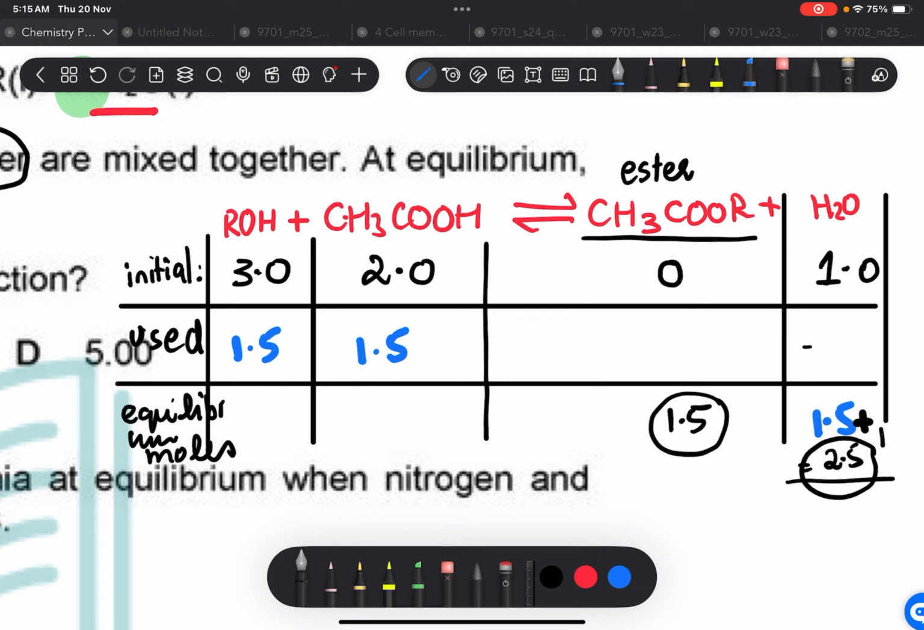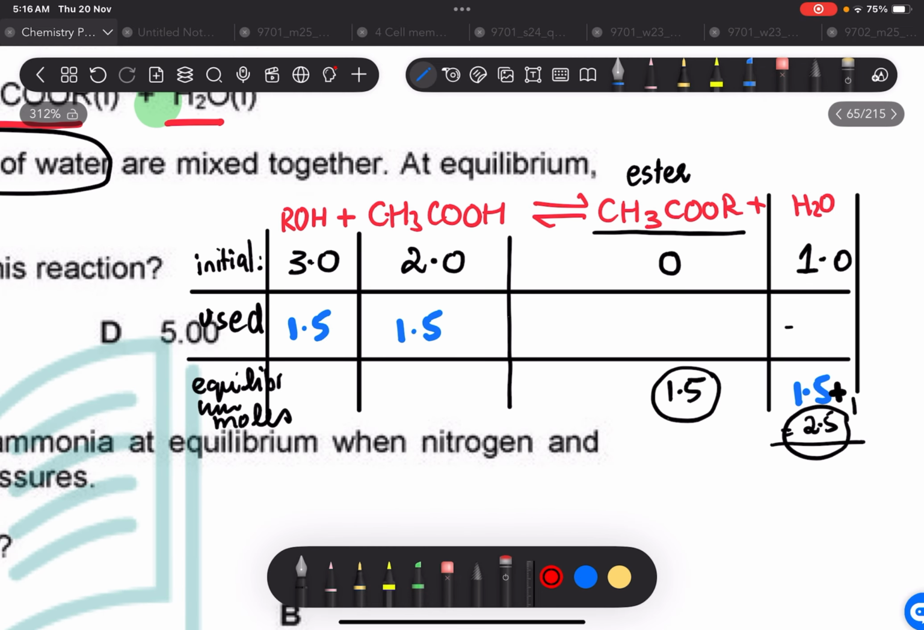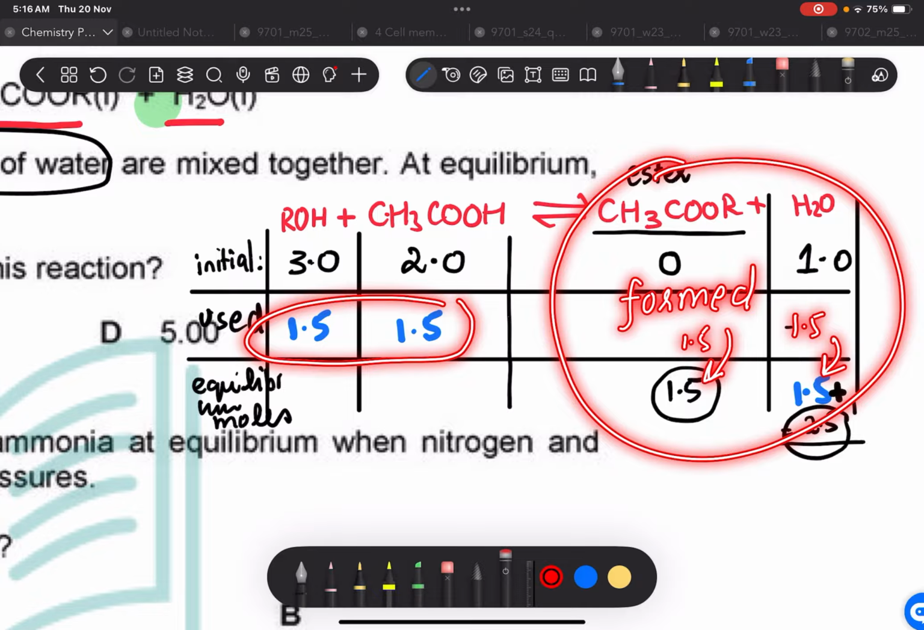And the third thing, now we have to figure out the products. These are the products. The products are formed at equilibrium. We saw 1.5 moles of this being formed. We saw 1.5 moles of this being formed. But what happens with the reactants? They get used up. So for reactants, what do we do?